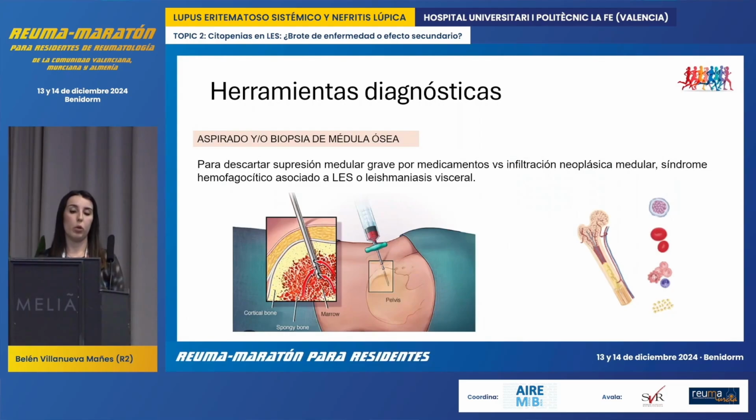Now then, when would a bone marrow aspiration and/or biopsy be indicated? Primarily to rule out myelosuppression caused by medications versus neoplastic infiltration of the marrow, hemophagocytic syndrome with lupus, or visceral leishmaniasis.